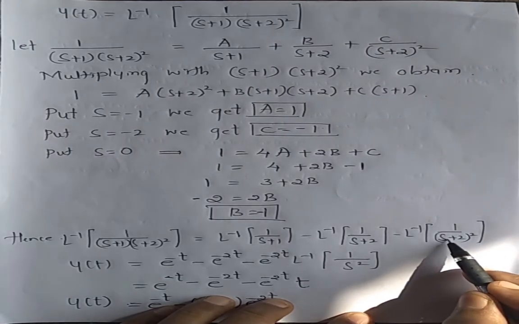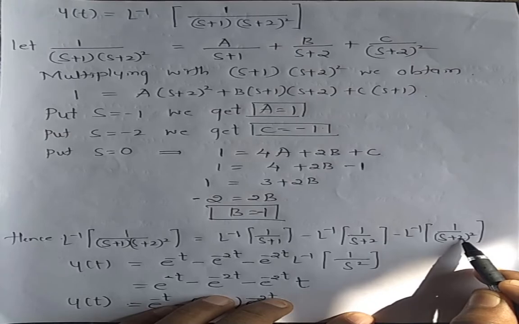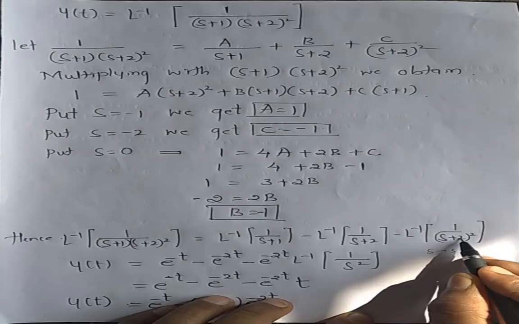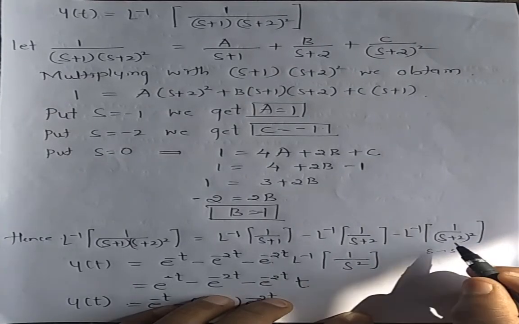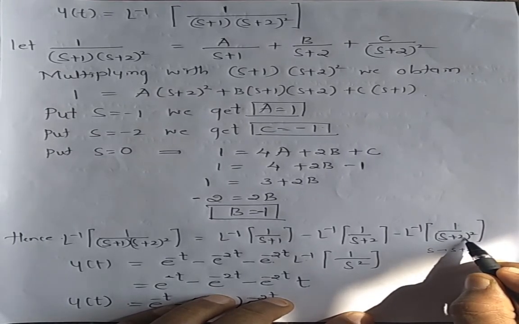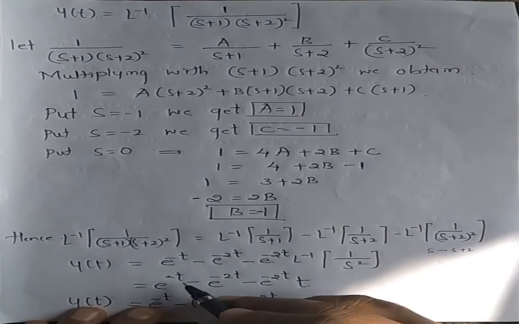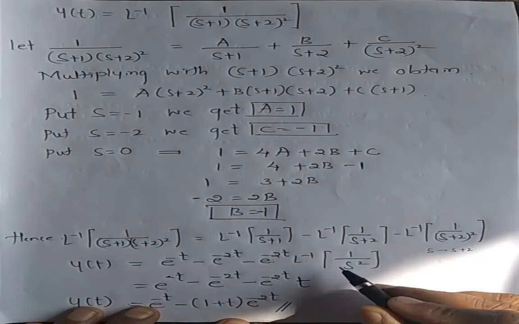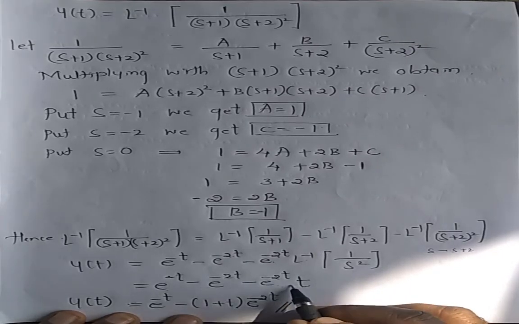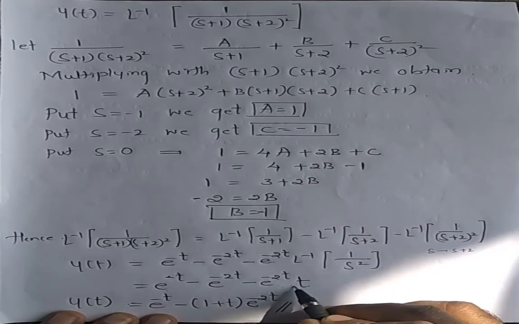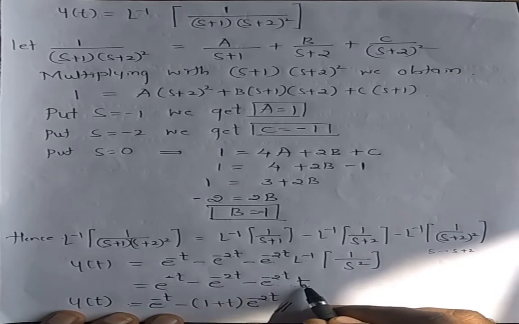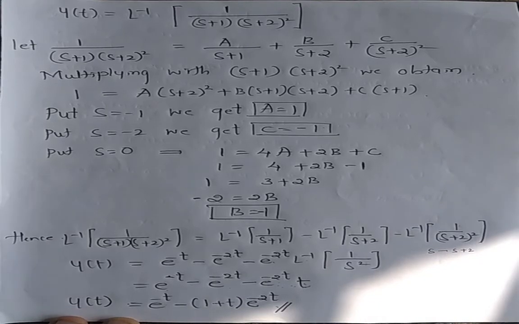So replace s plus 2 as s. If you replace, the exponential generates here e raised to minus 2t, because plus 2 is there. Laplace inverse of 1 divided by s square, after replacing s plus 2 as s, is t. So out of these you can take e raised to minus 2t common: minus e raised to minus 2t common, 1 remains, plus t remains in the bracket. So you can solve it in this way.